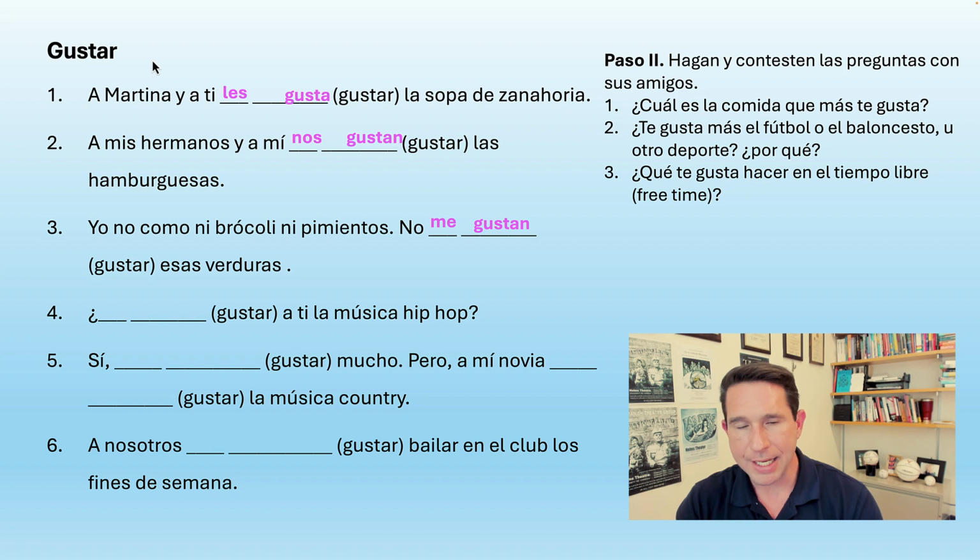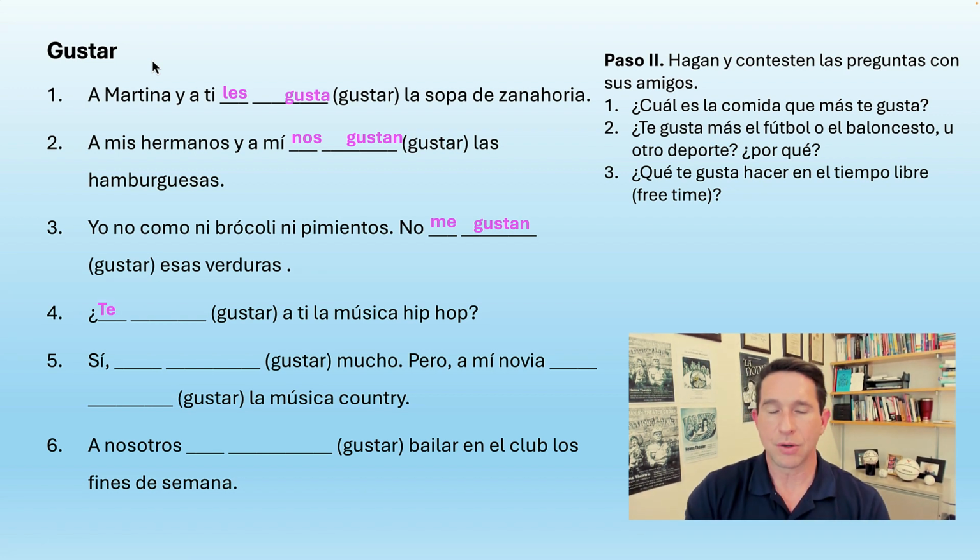Good. Blank gustar a ti la música hip hop. So we have a ti. So what does that only leave? One option. Te. Now is it going to be gusta or gustan? What is doing the action of pleasing? It's música hip hop. It's a whole category, but it's singular, right?